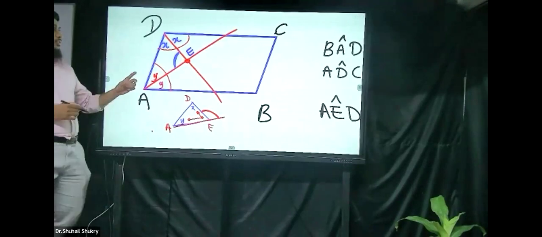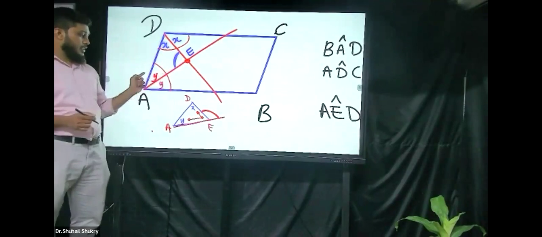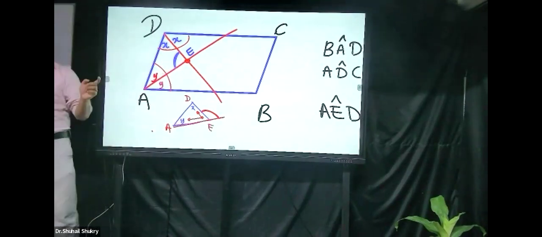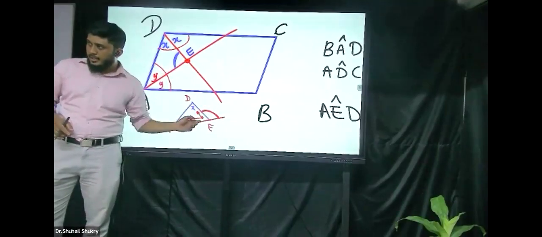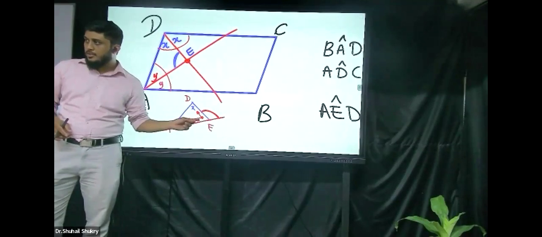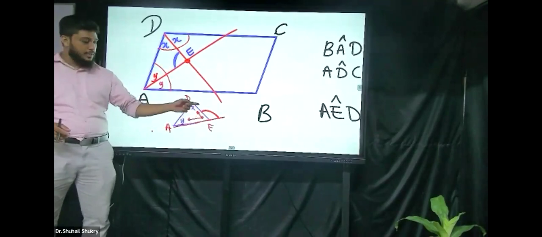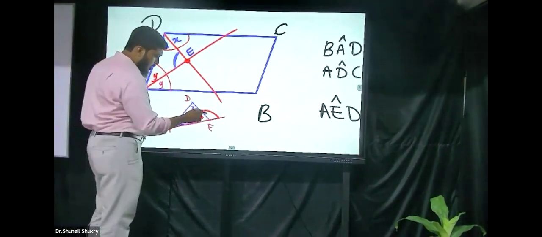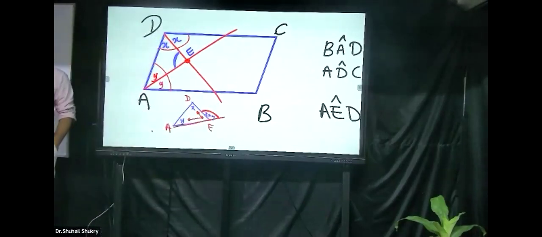Now we'll take this triangle. So you know the exterior angle is equal to the sum of its two interior opposite angles. Carefully observe this. What will this be? This will be x plus y.